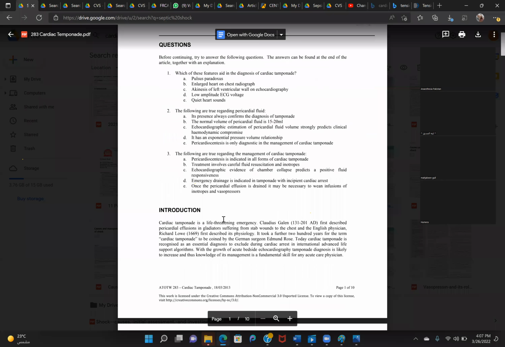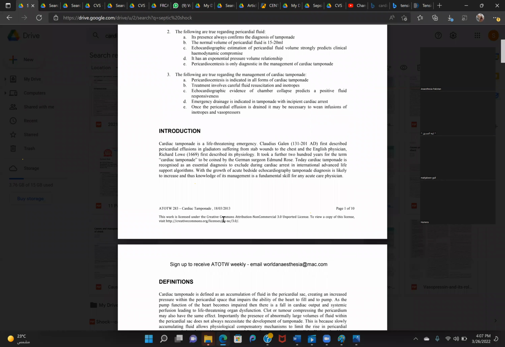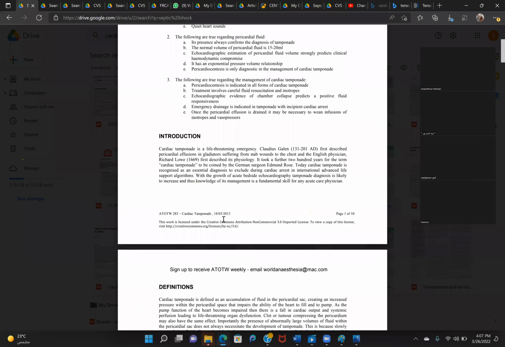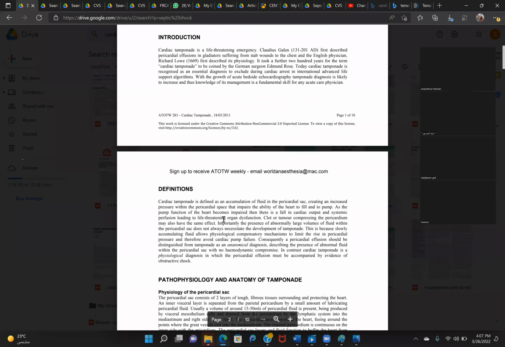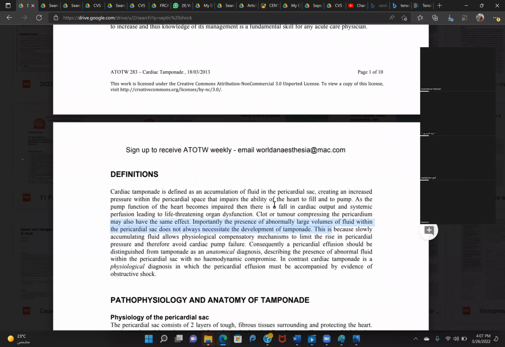If we try to have some words about cardiac tamponade: cardiac tamponade is the accumulation of fluid in the pericardial sac, creating an increased pressure within the pericardial space that impairs the ability of the heart to fill and to pump. First of all, the heart will not be able to fill, and then according to Frank Starling law, if it is not filling properly, the contractility will also go.